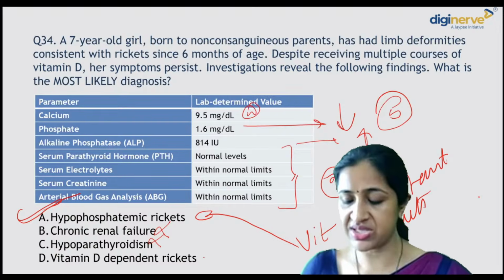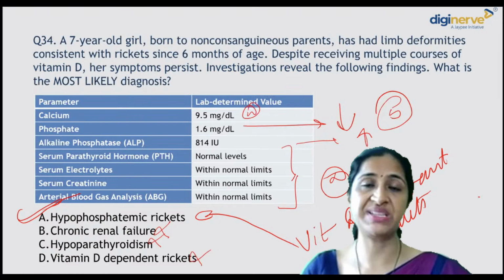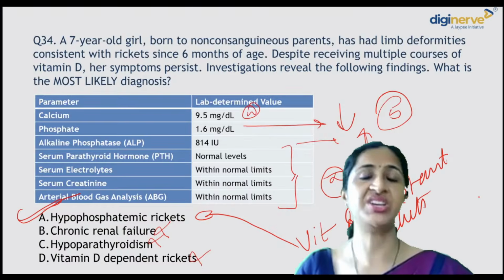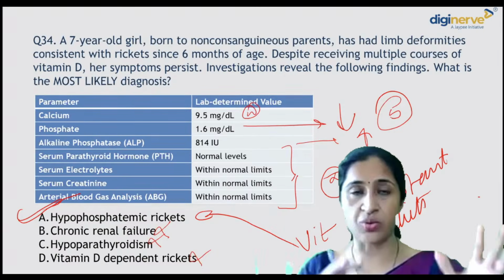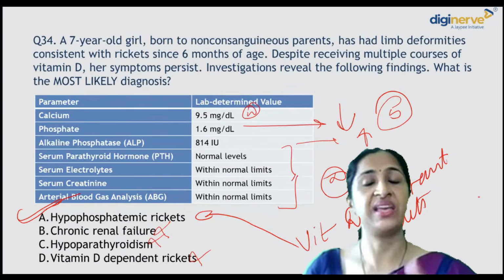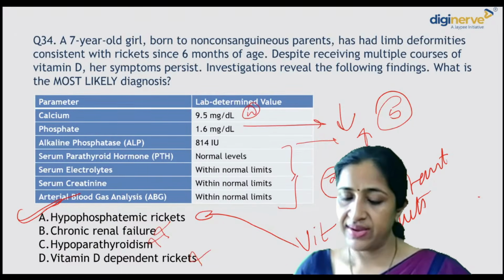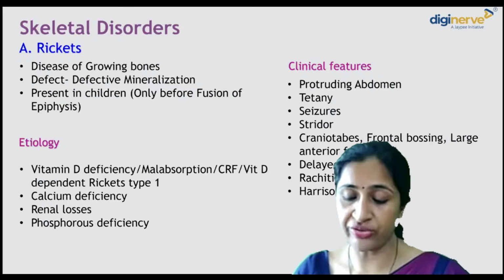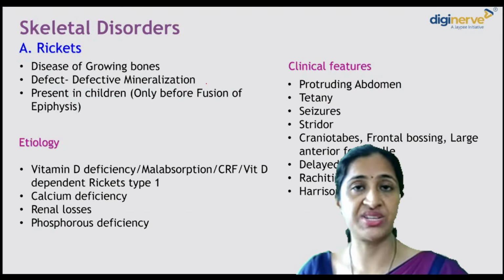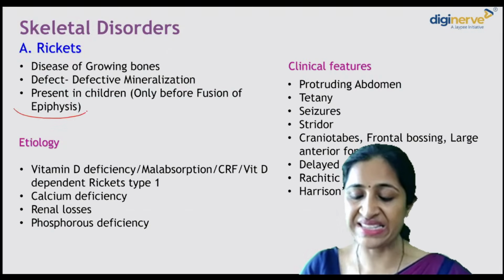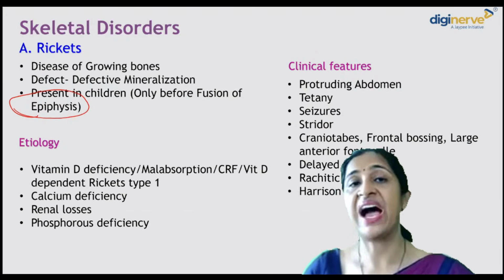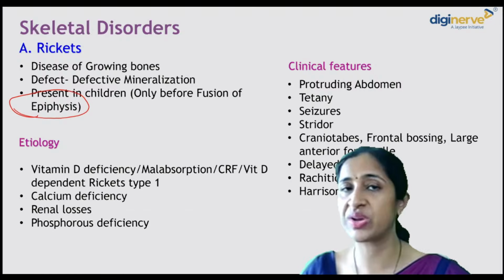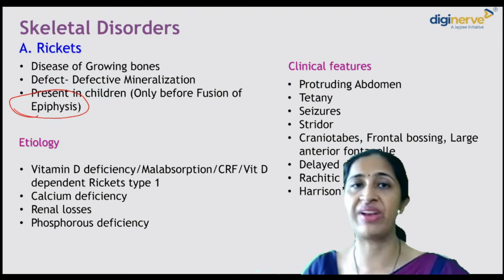This is not vitamin D dependent, because dependent means when she takes vitamin D she is better and the child does not have clinical features. Here the child is progressively having rickets even after vitamin D. So rickets is a disorder of growing bones. There's defective mineralization. It is present in children only, before the fusion of epiphyses. After the epiphyses are fused, you cannot have that wrist widening, cupping, fraying, none of these features.